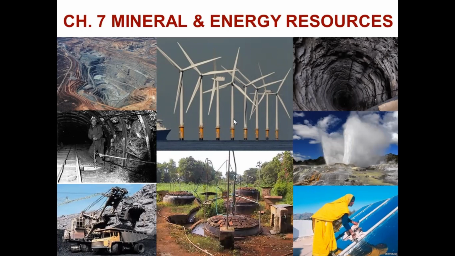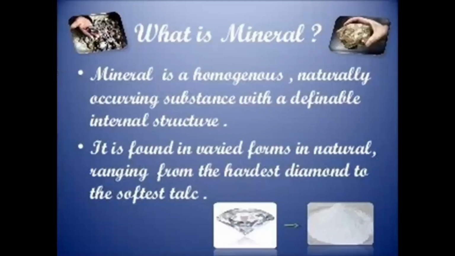Now, if you are asked what is a mineral, in grade 10th also you have read about this chapter and you must have known that a mineral is a homogeneous naturally occurring substance, of organic or inorganic origin, and it has a definable internal structure. It is found in varied forms in nature, ranging from the hardest diamond to the softest talc.